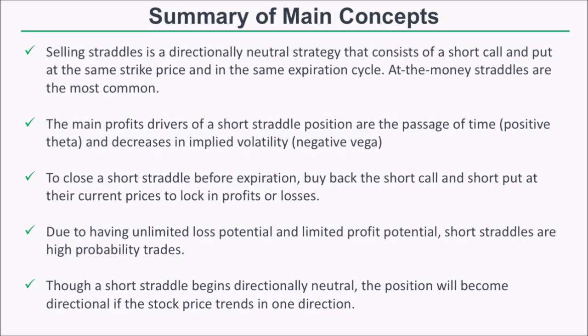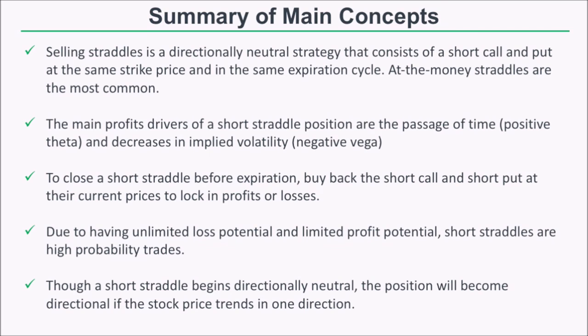So if you sell a straddle for $10 and it drops down to $5 and you want to take that 50% profit, you can go ahead and buy back that short straddle. Now, on the other hand, if you sell a straddle for $10 and it goes to $20 and you want to stop the bleeding, you can, of course, go ahead and buy back that short straddle for $20, in which case you'll lock in that loss of $10.